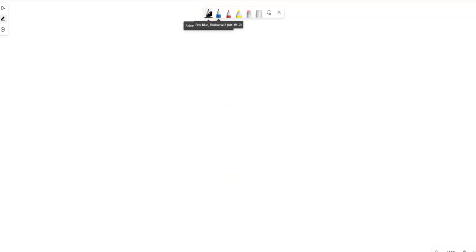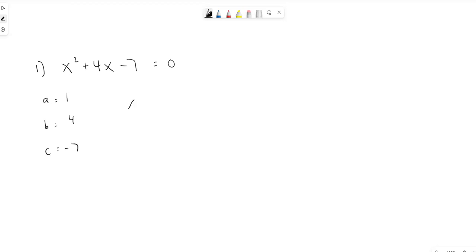All right, so the first problem that was on our list to solve was x squared plus 4x minus 7 equals 0. So it might help to list out those a's, b's, and c's so that we can reference them as we go through the formula. A is 1, b is 4, c is negative 7. So the quadratic formula says x equals the opposite of b, so the opposite of 4 is negative 4, plus minus the square root of b squared minus 4 times 1 times negative 7, right? 4 times a times c, all over 2 times a.